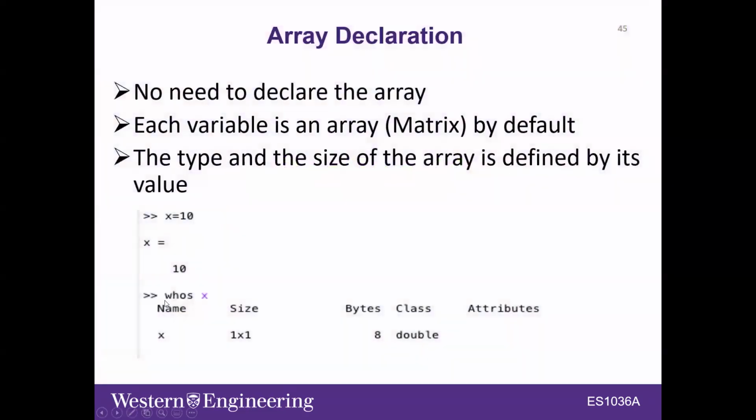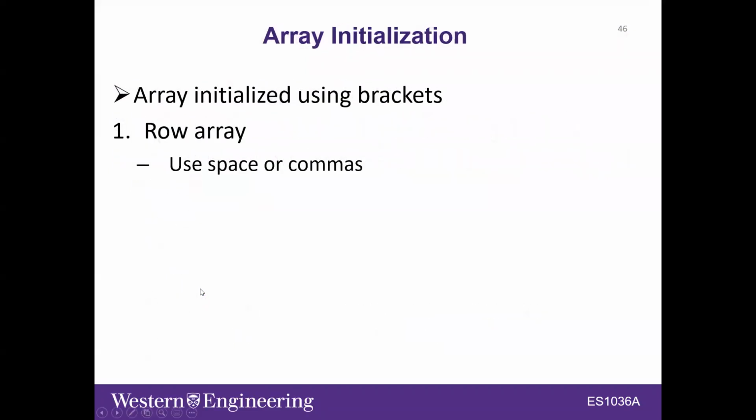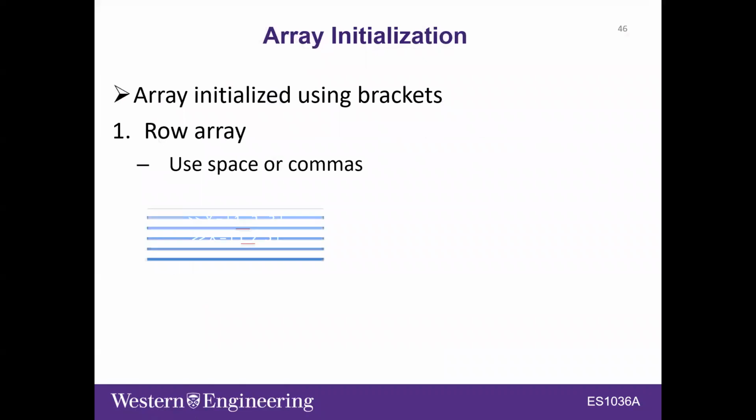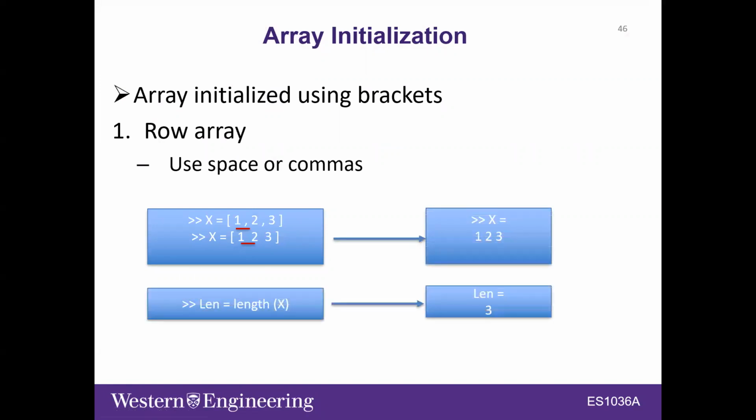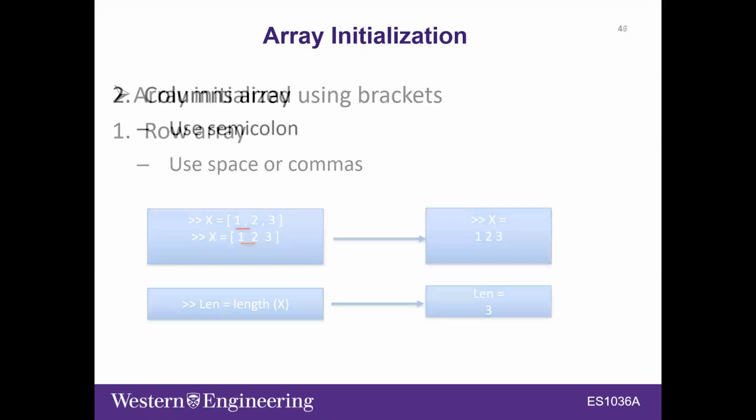Array declaration. Here is the array. No need to declare the array. Each variable is an array or matrix by default. The type and size of the array is defined by its value, x equal 10. Array initializing uses brackets, like this one. This is an array of 3 items. Then len equal length, it will give the length of the array.